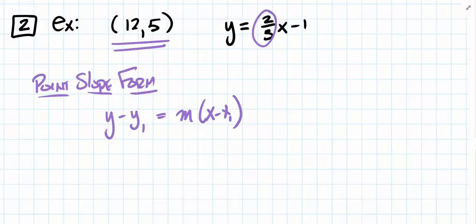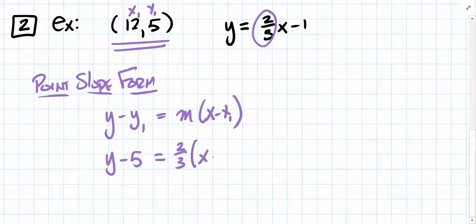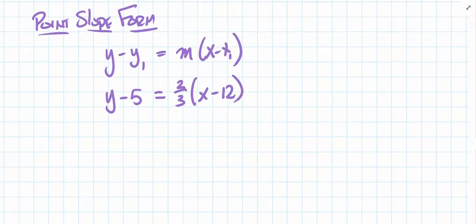So here we go. I'm going to say y minus 5, right? Because this is my x1 and this is my y1. So y minus 5 is the slope. And since the slope is parallel, we want to have the same slope. So that's going to be 2/3, right? And then I'm going to have an x minus 12. Good, awesome. So y minus 5 equals 2/3 times x minus 12.